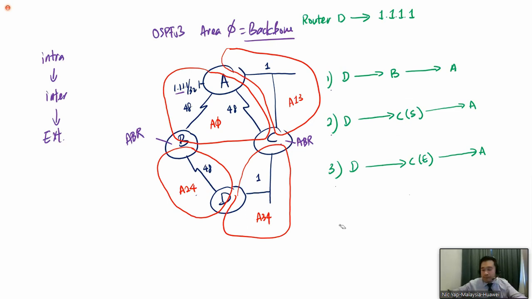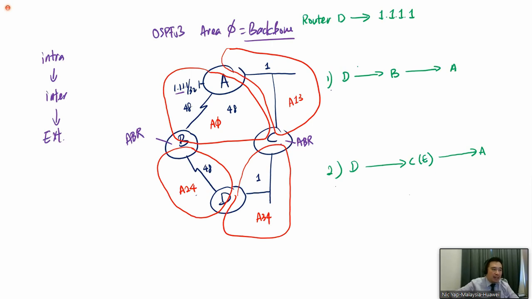All right. So the next question over here is, let's say the connection between router A and router C is lost, so it means that they have no option of this anymore. Right now you have only 2 options, 1 or 2. So when the link between A and C goes down, router D going to 1.1.1.1 has 2 ways: D-B-A or D-C-Ethernet-A.